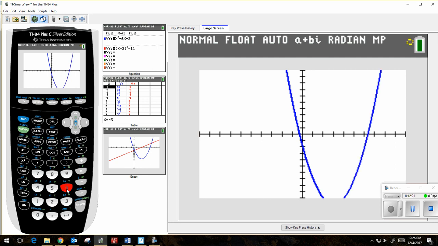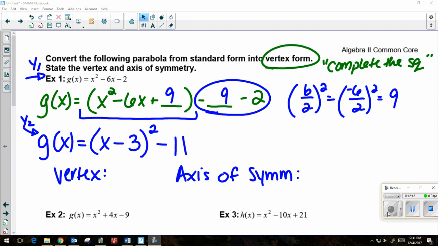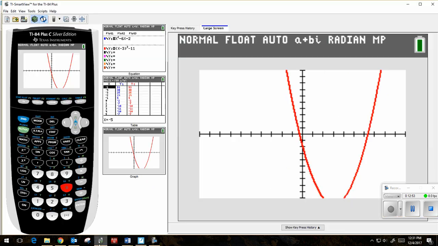And you're going to see them sketched. So there's my blue one, which was y1, my original. And there's the red one right on top of it. So because they're graphed right on top of each other, I've done it correctly. Now I need to state the vertex and the axis of symmetry. So the vertex is going to be a positive 3 because it's the opposite of what's inside the parentheses, and a negative 11. Once again, you can check that on your calculator.